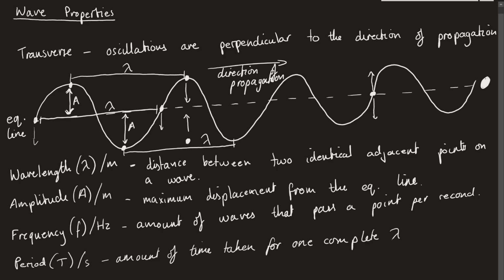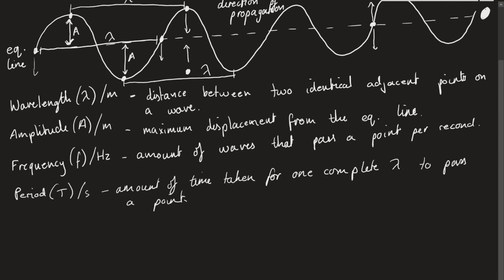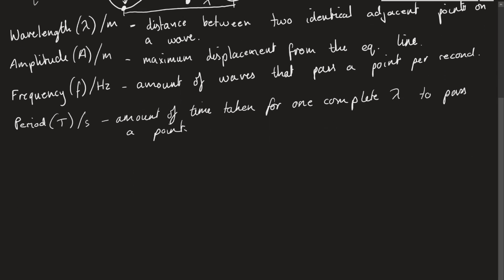I'm just going to put wavelength as lambda, the distance to pass a point. Okay, so these are your four main properties of waves that you need to be able to recognize and also do some calculations with. So let's look at how we're going to do a few calculations with these. We'll keep the properties here. The one thing that we could work out first would be wave speed.